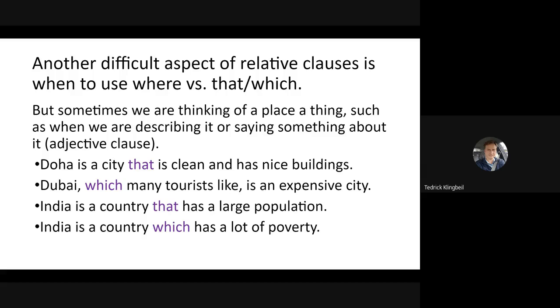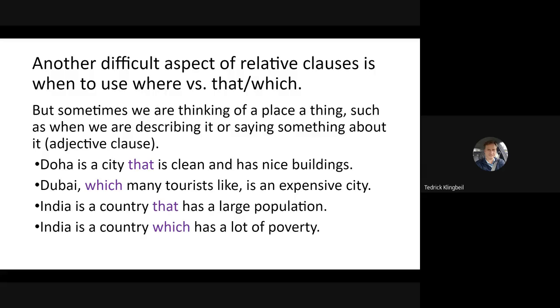Okay, so we're describing it. Doha is a city that is clean and has nice buildings. You can see this is a description of Doha, right? Next one, Dubai, which many tourists like, is an expensive city. India is a country that has a large population. And India is a country which has a lot of poverty. In this case, it's not really so important whether you use that or which.